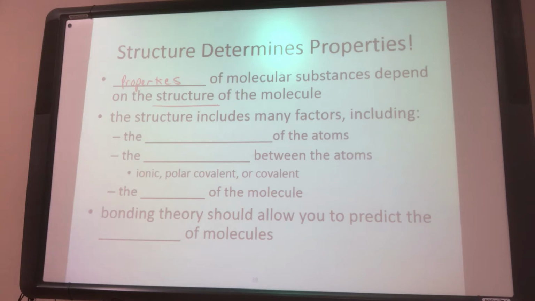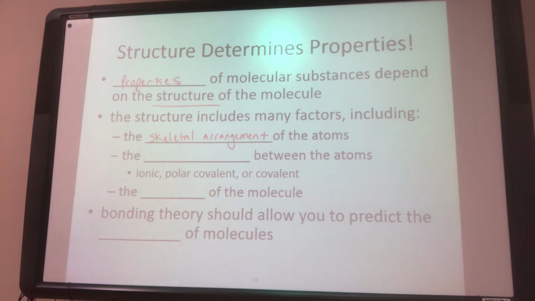So if I don't know what the structure is, it's going to be hard for me to understand why a certain molecule behaves the way it does. So what do we talk about when we talk about structure? First, that is the skeletal arrangement. Remember, this is our first step in drawing our Lewis structure, is to write the skeletal arrangement.